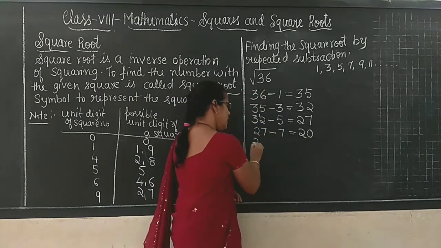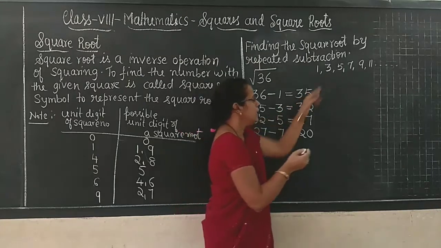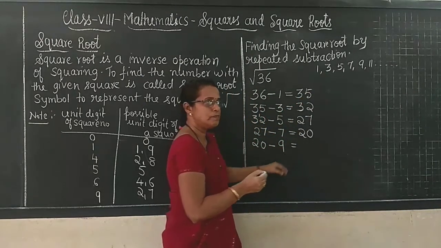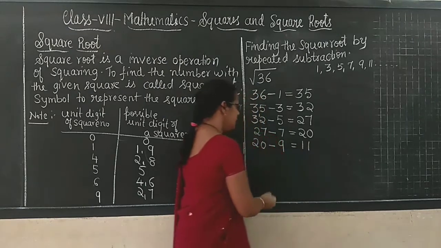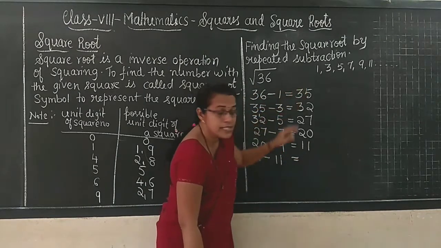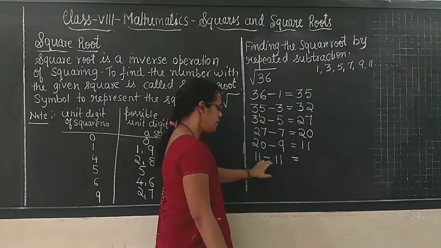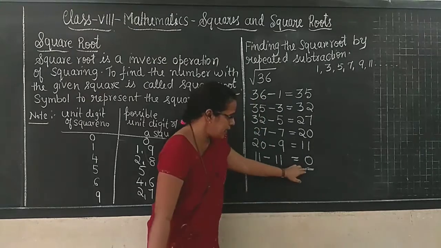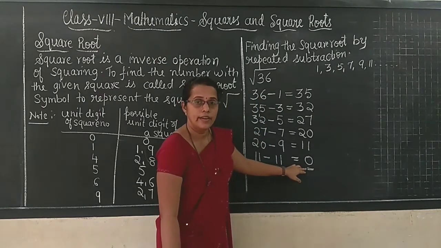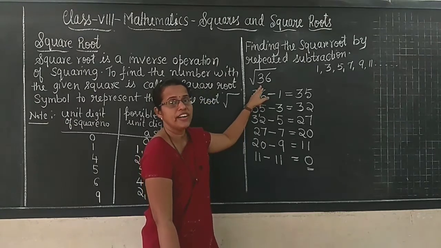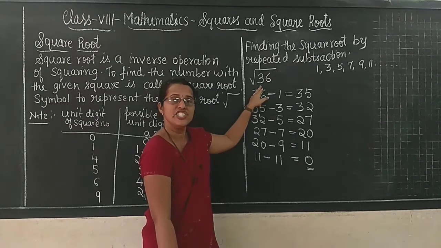So then from 20 you have to subtract again 9. So 20 minus 9 is 11. Okay, 11 minus the next odd number 11. 11 minus 11 is 0. So when the remaining final answer comes 0, then it has a square root. Okay, so it's a perfect square number, which I can judge, children.